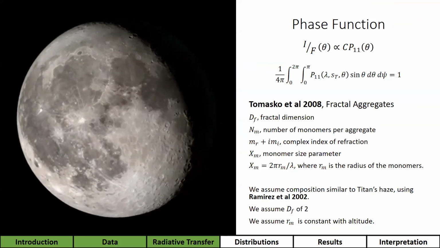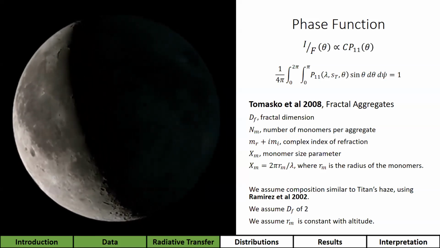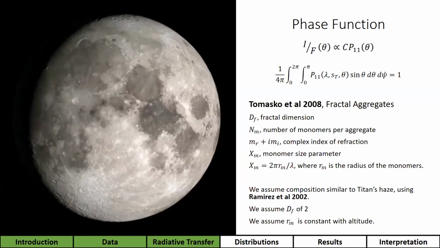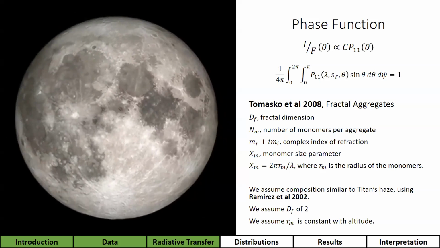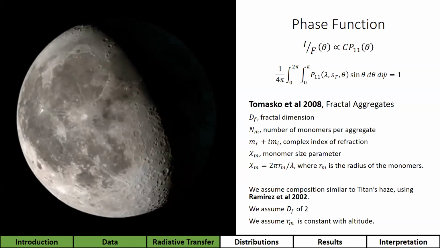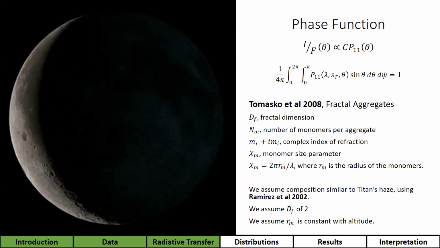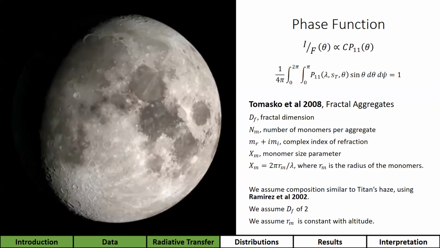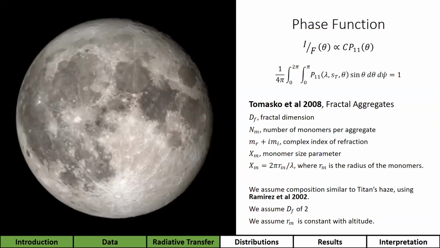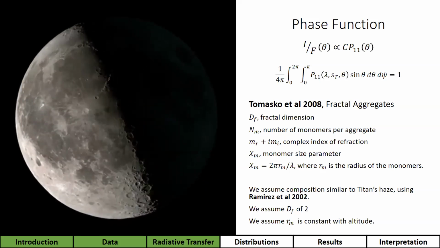And the first widespread phase function was in 1941, the Henyey-Greenstein phase function, used to describe scattering of dust particles in galactic material. There are a wide range of phase functions that are used to describe different sized particles, different shaped particles. What I'll be using is the fractal aggregate phase function produced by Tomasko et al. to describe scattering within Titan's atmosphere.